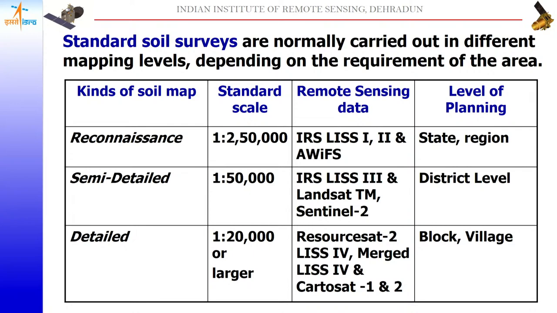Third is detailed soil survey, which is 1:20,000 scale or larger, and here ResourceSat-2 is the recent Indian satellite, with the LISS-4 sensor, and sometimes Cartosat satellite data, and a fusion of LISS-4 and Cartosat-1 or 2 data we use for preparing detailed 1:10,000, 1:20,000 or larger FCC. This map is useful for block level or village level land use planning.